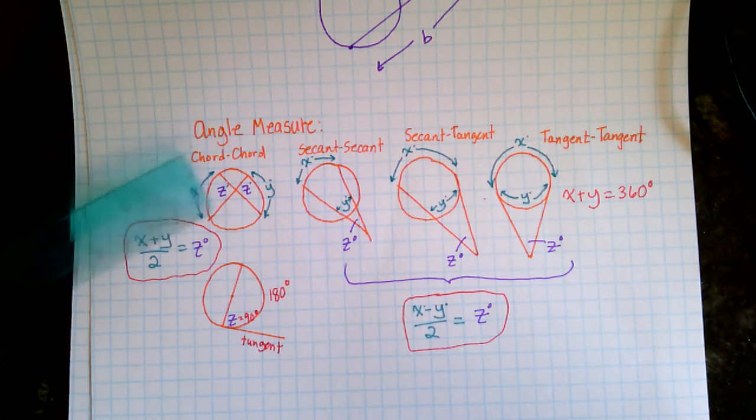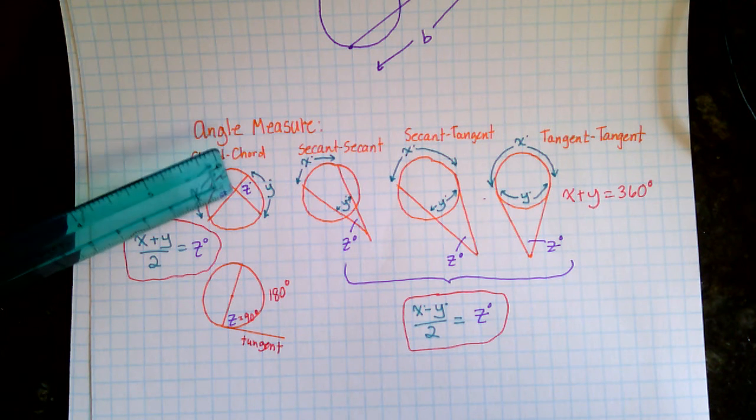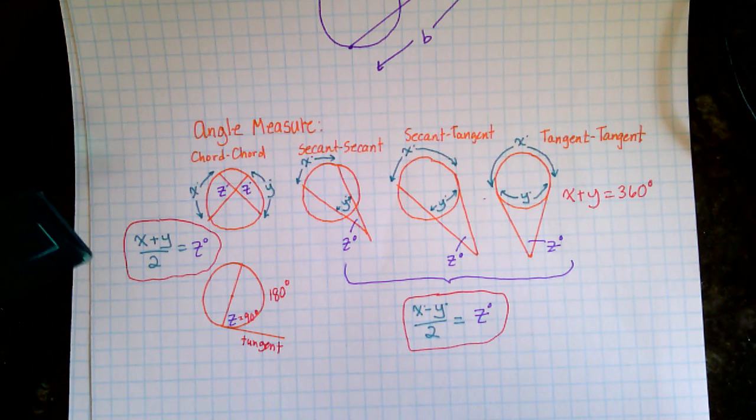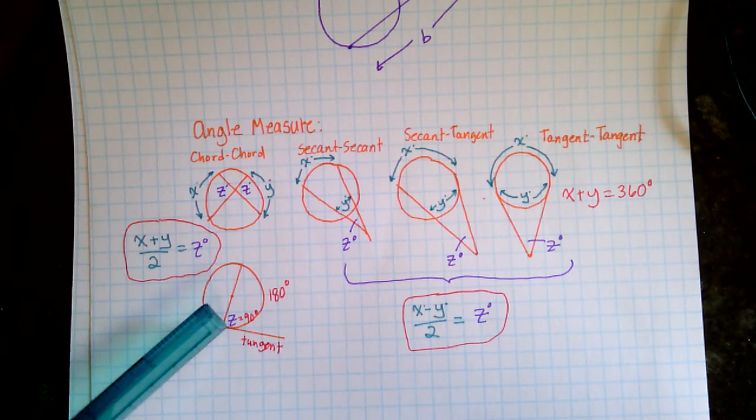When you have a chord-chord relationship, the vertex of the angle is on the inside of the circle. All of these other situations, the vertex of the angle is on the outside of the circle. Okay, with the exclusion of the one we just went over, the tangent line.